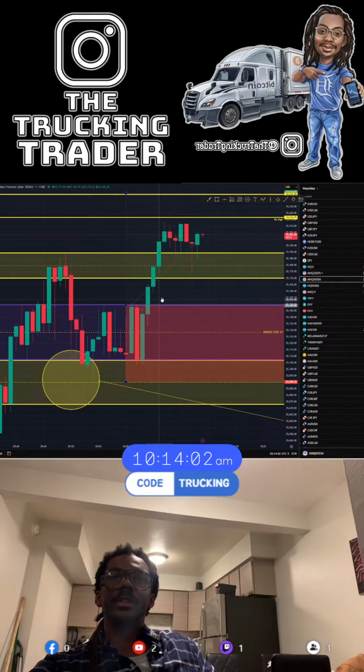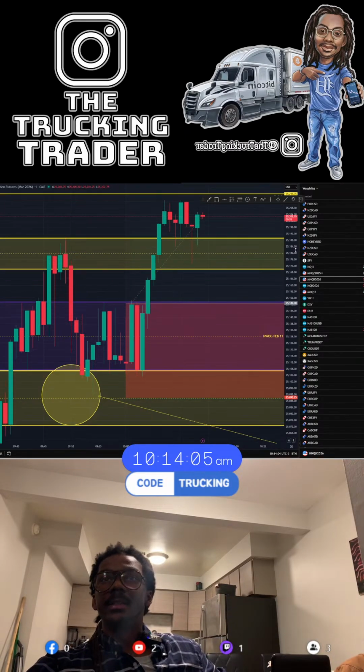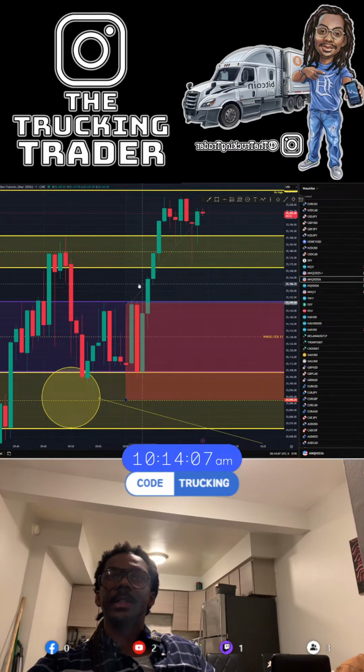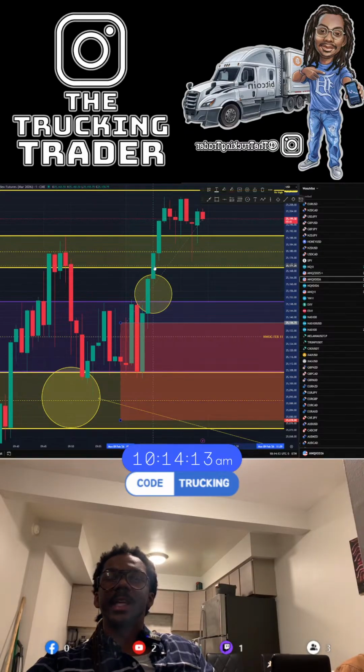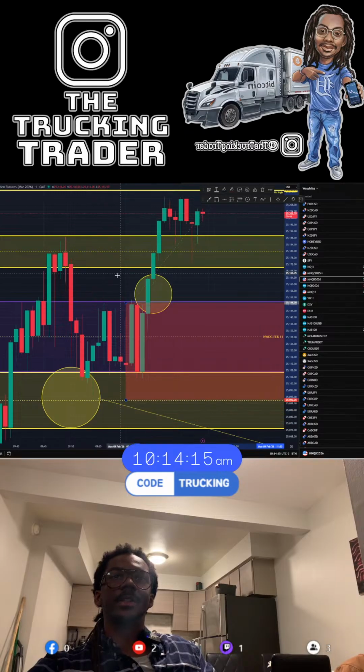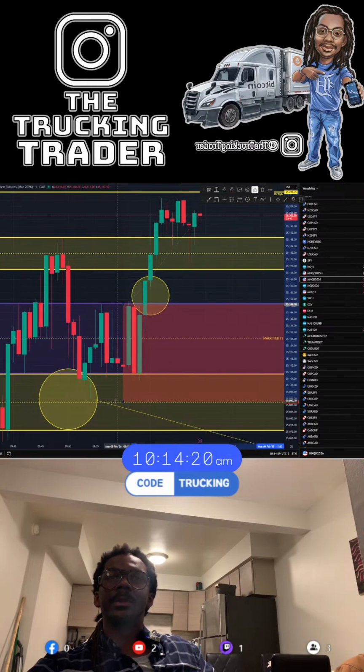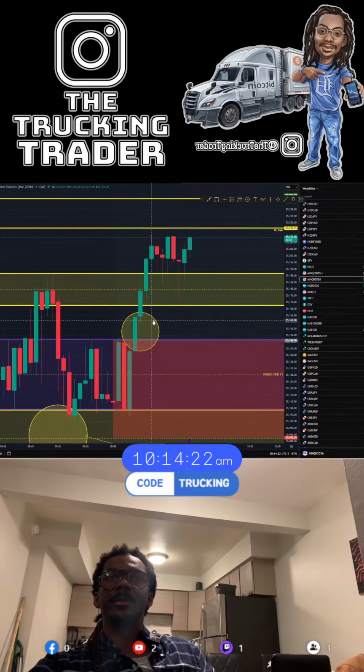I just don't trust this breakaway gap right here. The way it's acting, as if it wants to use this gap as a breakaway gap, but at the same time, the reason why I don't trust it is because if this was a real breakaway gap, price would be flying to the upside.